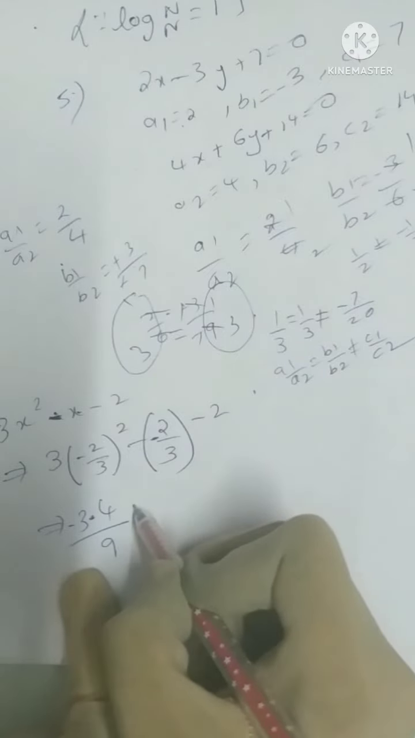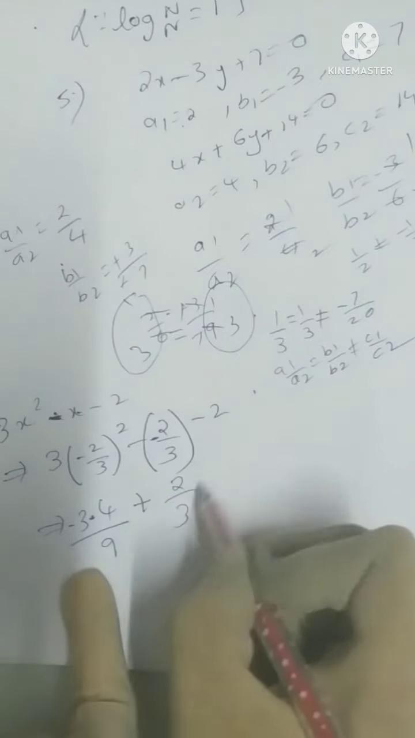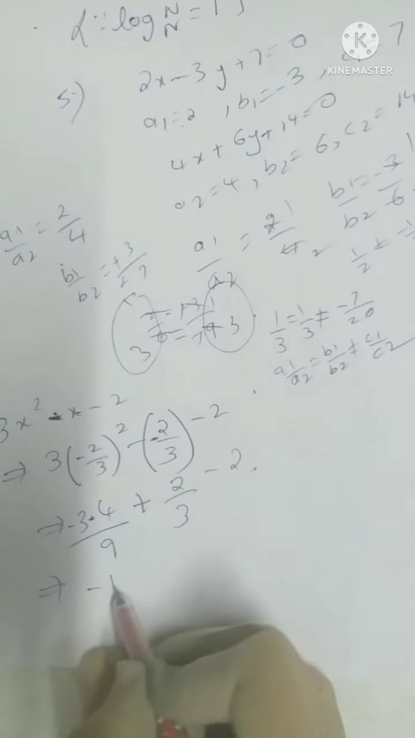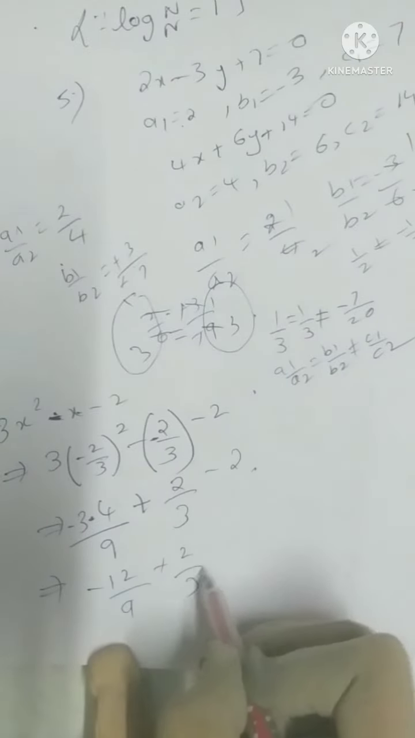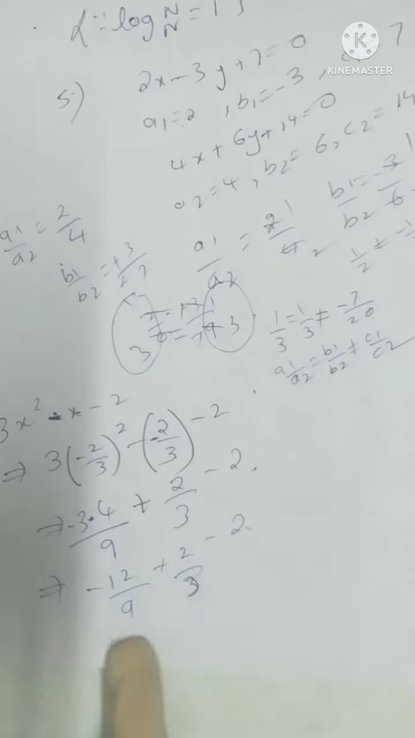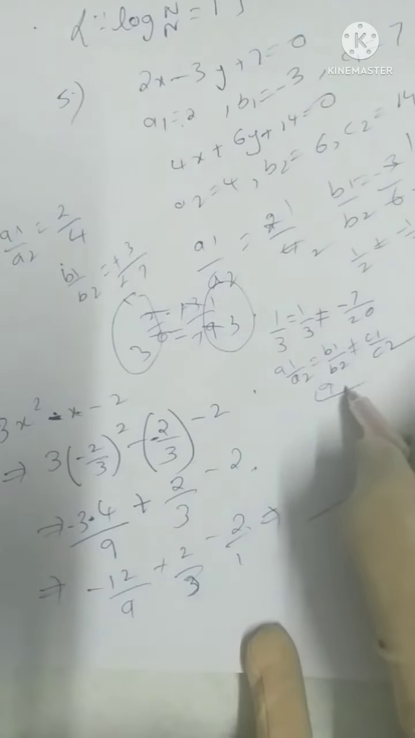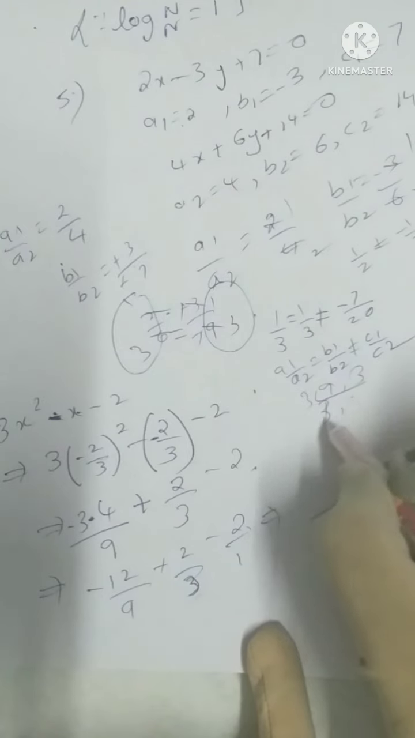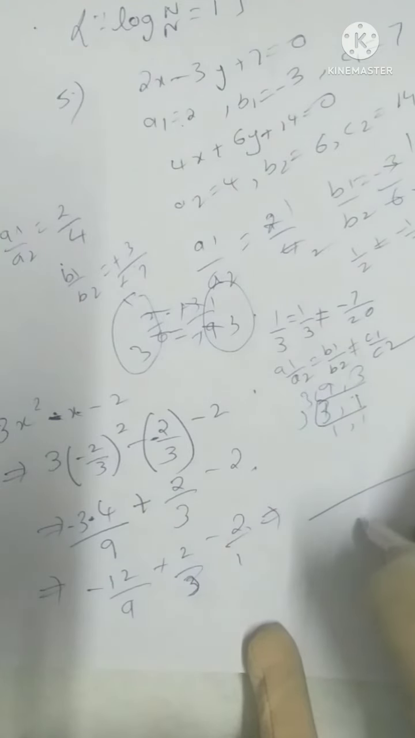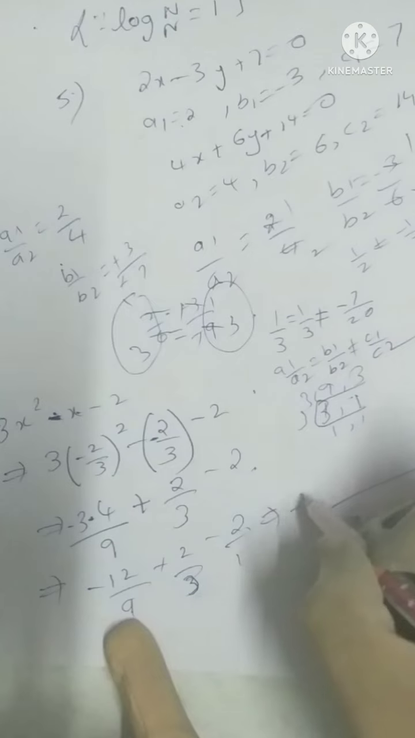3 3s are 9. Minus 12 by 9 plus 2 by 3 minus 2. We have minus 12 by 9 plus 2 by 3 minus 2. LCM of 9 and 3 is what? 3 3s are 9, 3 1s are 3, so it is 9 only. 9 divided by 9 is 1. 1 into minus 12 is minus 12.